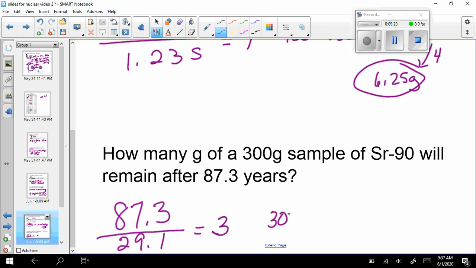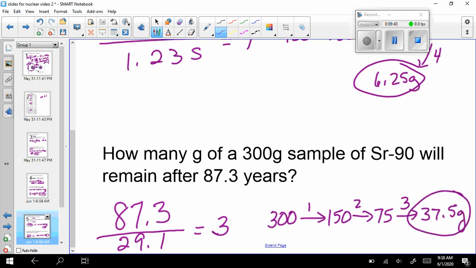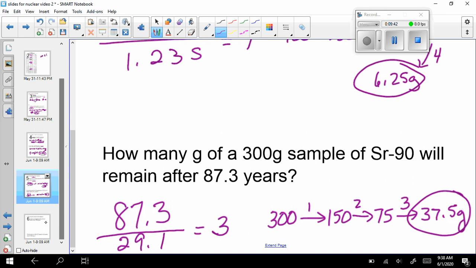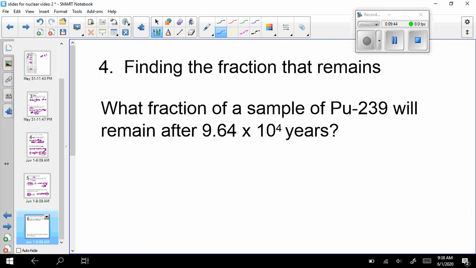So I start off with 300 and I want to have 3 arrows. After 1 half-life, I would have 150. After 2 half-lives, I would have 75. After 3 half-lives, I would have 37.5 grams. That's how much would remain. All right, last type of problem that you see when doing half-life problems, finding the fraction that remains.